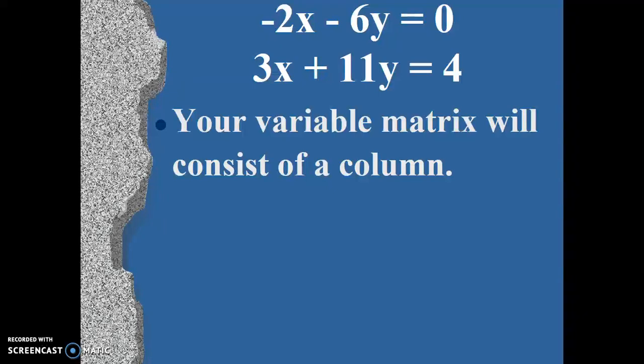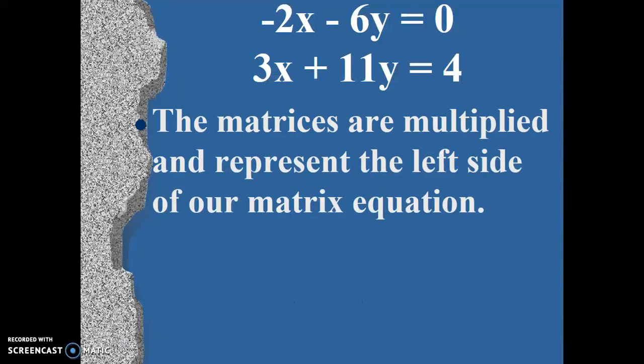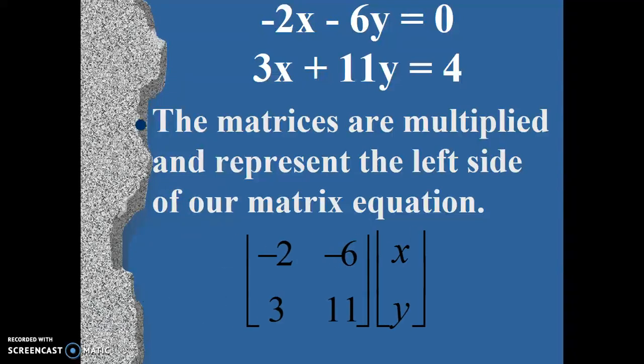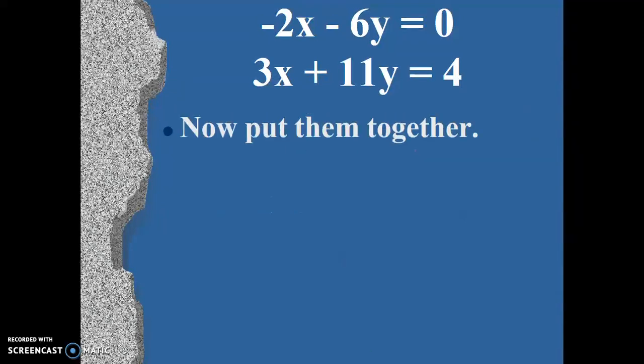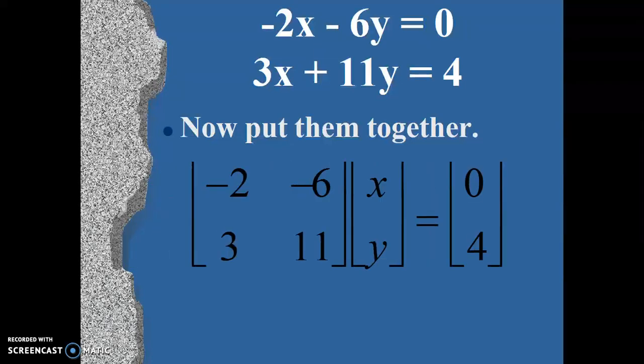Your variable matrix will consist of a single column. That's going to be your x and your y. It'll look like this. Then the matrices are multiplied and represent the left side of your matrix equation. So it'll look like this. When we multiply those two matrices together, we should get the system of equations that we have up there at the top. The right side consists of our constants. Two equations equals two rows, and one single column again. And this is the right side, like I said. So now we put them together. It looks something like this. Now we'll solve it in a minute.